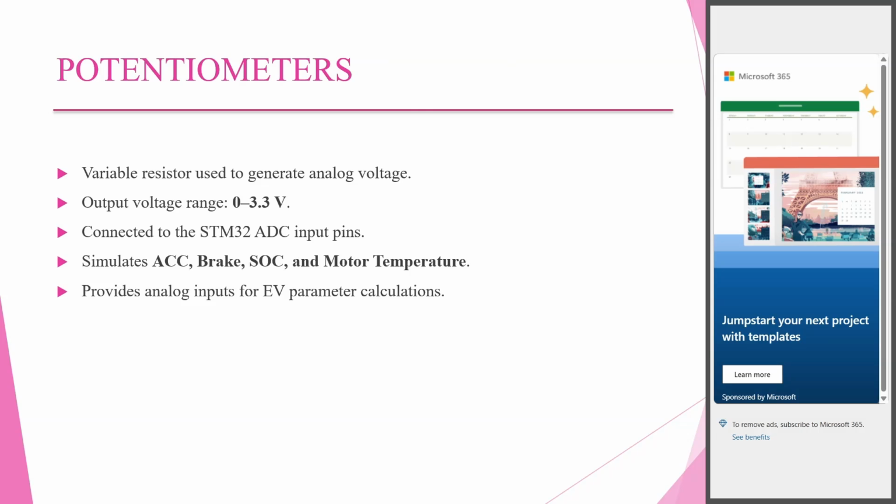Potentiometers are variable resistors used to generate analog voltage. Output voltage range 0 to 3.3 volts is connected to the STM32 ADC input pins. They simulate acceleration, brake, SOC, and motor temperature, and provide analog input for EV parameter calculations.